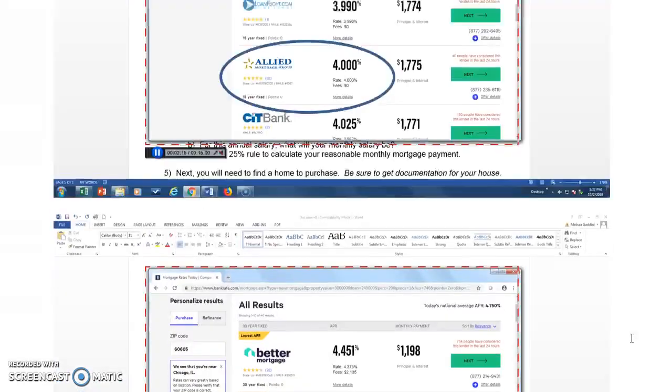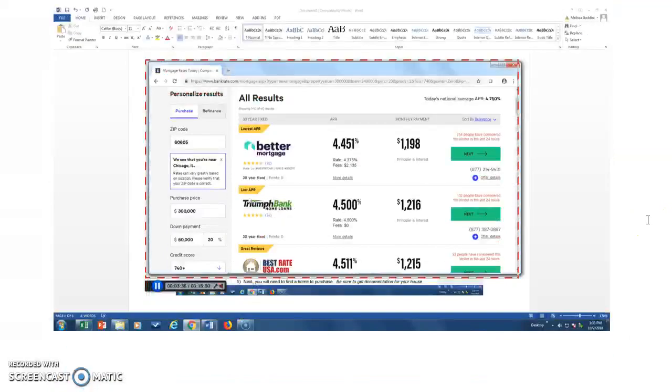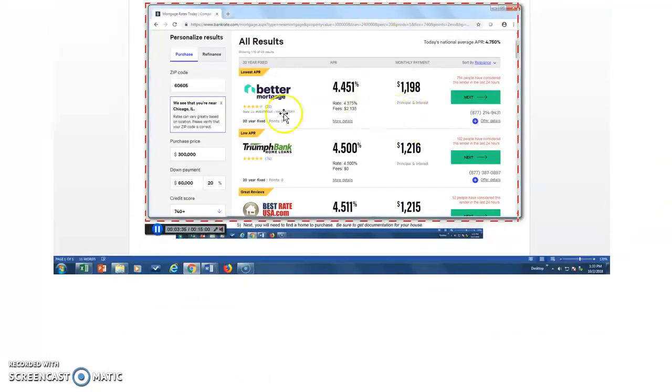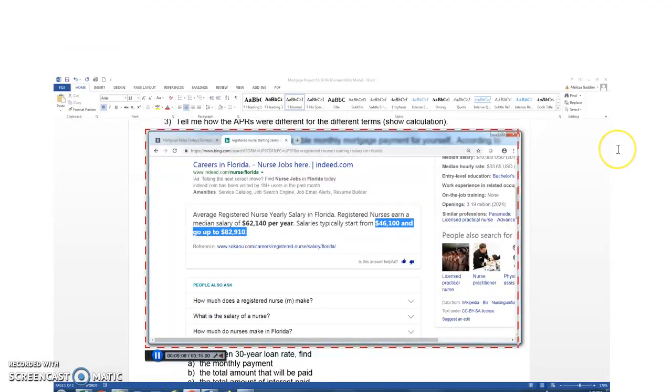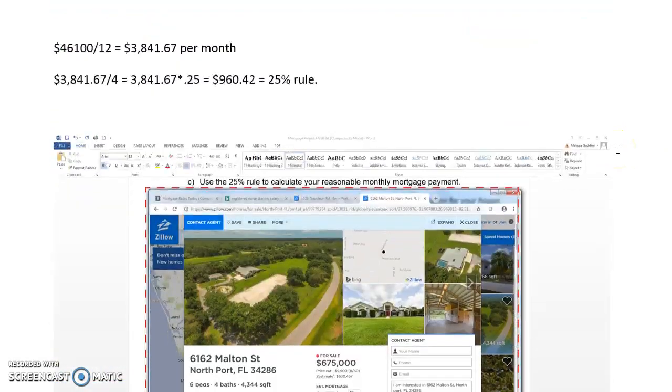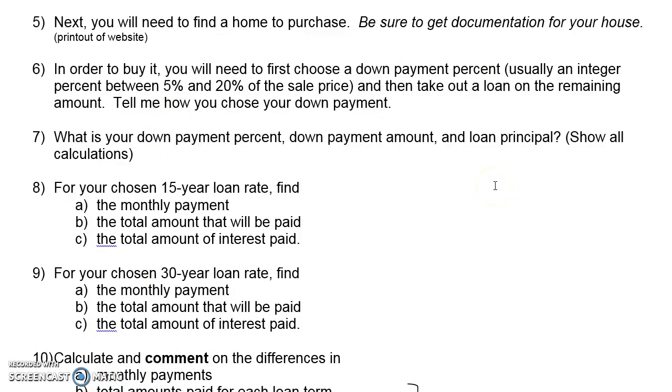So quick recap, the 4 pieces of documentation are the 15-year APR, the 30-year APR, which I still need to put a circle around, the annual salary, and the house. So I have my 4 pieces of documentation, and the next question on the project asks me to choose a down payment percent between 5 and 20% and tell how you chose your down payment as well as the percent, the amount, and the loan principal.